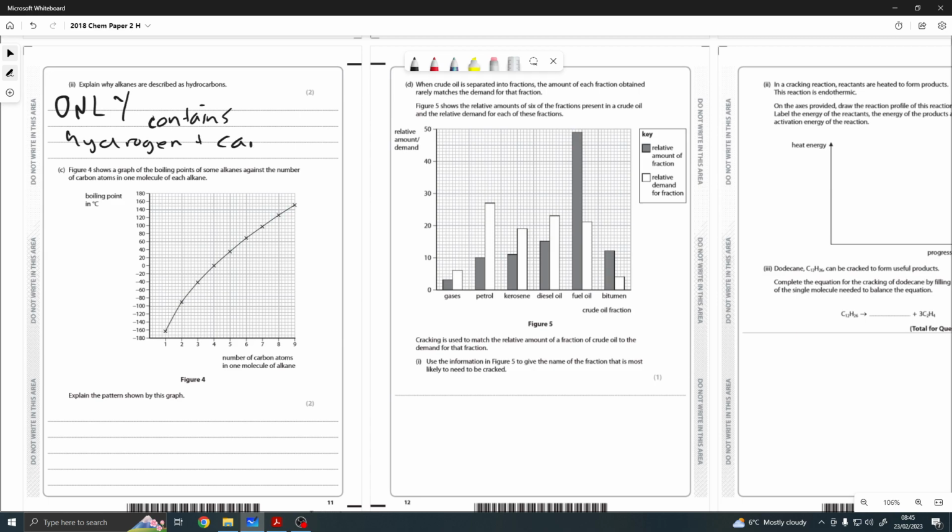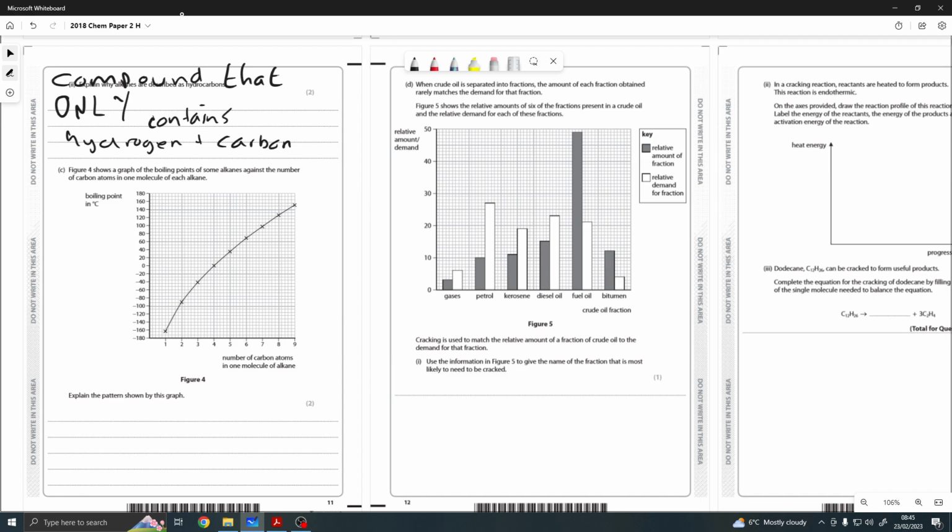And carbon. Now, if you want to be really fancy and write a really good definition, you would say they are compounds that only contain hydrogen and carbon. That's a really good definition. Compounds that only contain hydrogen and carbon.